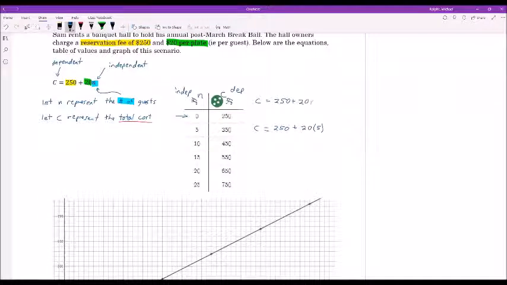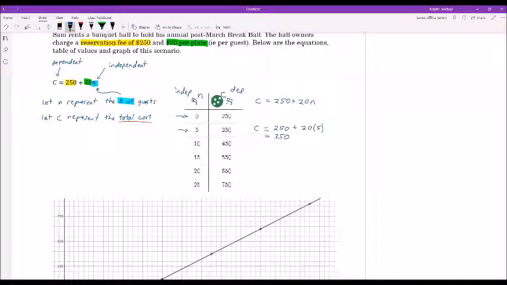And so we have this. Using GEDMAS, we have to do the multiplication before any addition. So 20 times 5 is 100, and 250 plus 100 is 350. So if 5 guests attend, the total cost of the banquet is going to be $350.